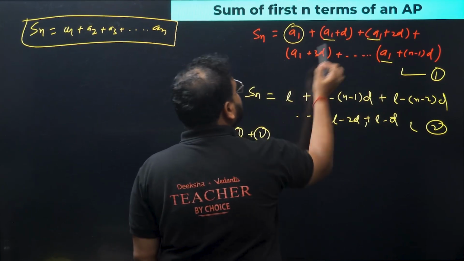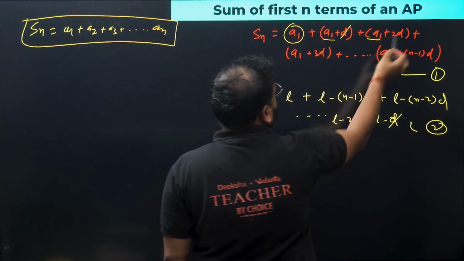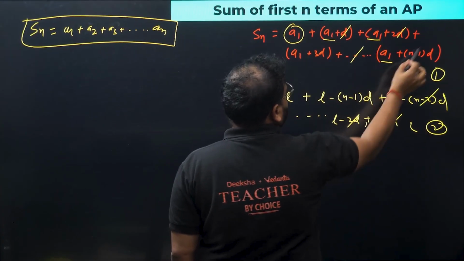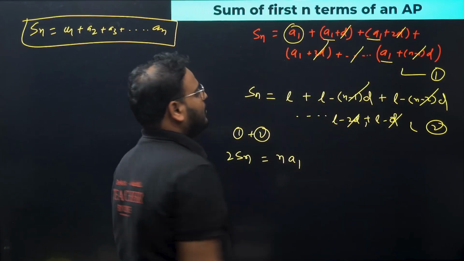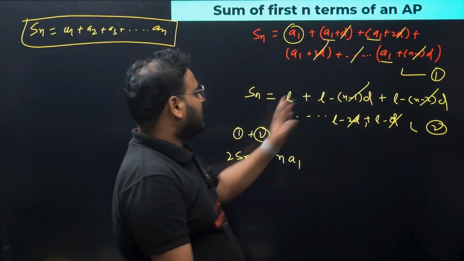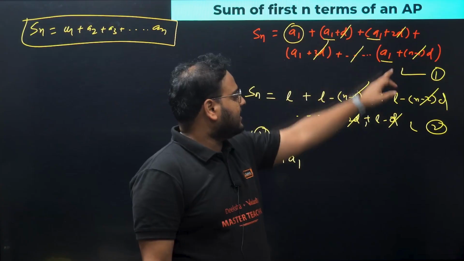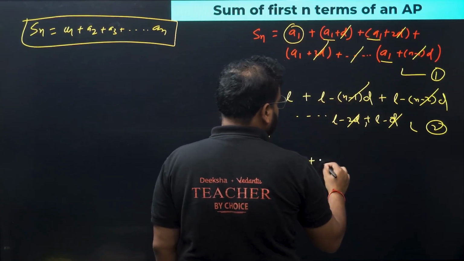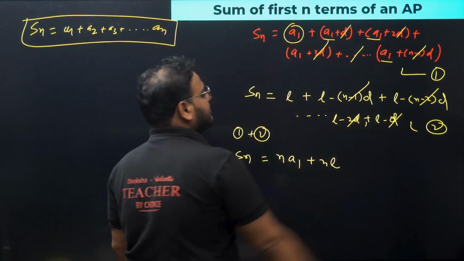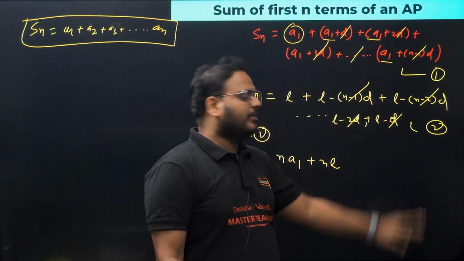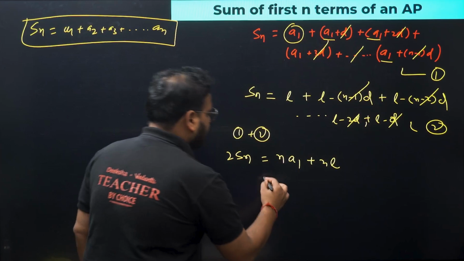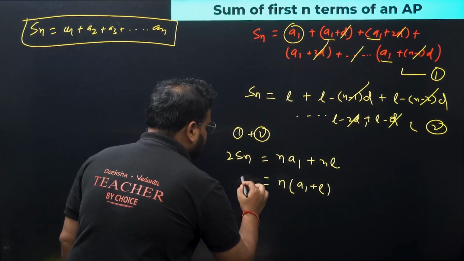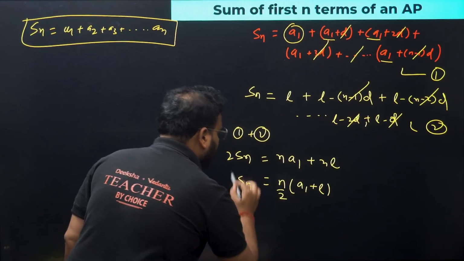This d will cancel this d over here. This will cancel this 2d over here, and so on. So every term will be cancelled actually. All the d terms will be cancelled. Plus minus is there. Minus here, plus there. It keeps cancelling. We also have L, n times. L plus L plus L. You can take n common now. You get n times a1 plus L is twice of Sn. So write Sn equals n by 2 into a1 plus L.